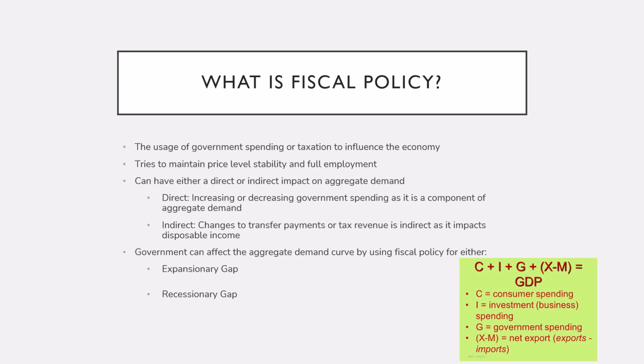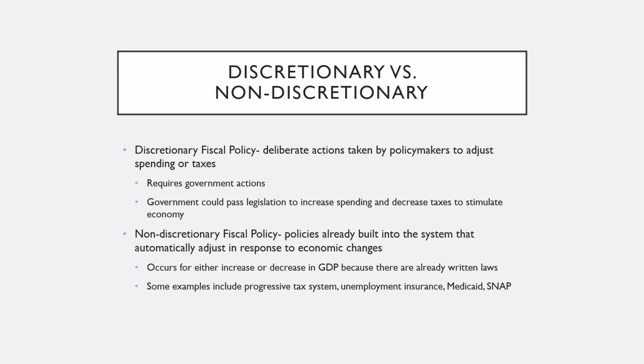The government can affect the aggregate demand curve by using fiscal policy for either the expansionary gap and recessionary gap. And there are different types of fiscal policy used for different types of gaps. Discussing some of the different types of fiscal policy: discretionary versus non-discretionary. Discretionary is direct, deliberate actions taken by policymakers to adjust spending or taxes. It requires government actions, and that government could pass legislation to increase spending and decrease taxes to stimulate the economy, or vice versa, and I will touch on that on the following slide.